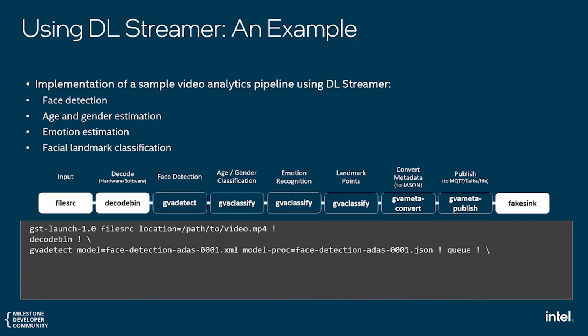The first inference element is GVA detect, which performs a face detection task. In this case, we're using one of the pre-trained models from the Open Model Zoo. GVA detect outputs the bounding boxes for detected objects. In this example, faces, which are later on used as an input for three subsequent GVA classify elements.